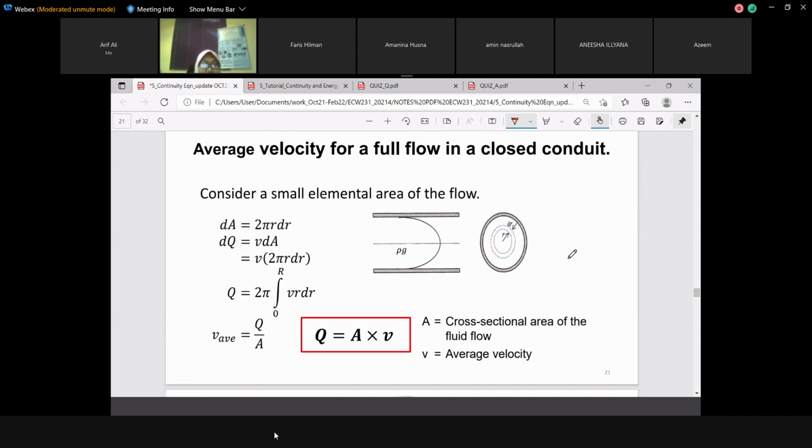Okay, so this one is regarding the average velocity. Ni dia derive related to area dengan Q. So finally kita dapatlah V average is equals to Q bahagi dengan area. Okay, this part is just want to explain on the velocity ni. That's why we use the average velocity because we consider that is a small elemental area of the flow.